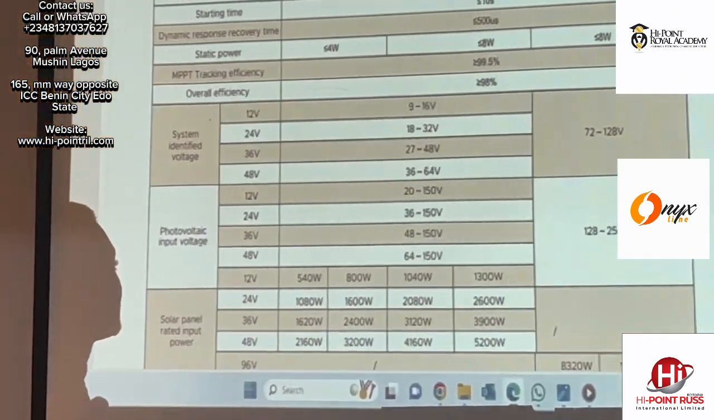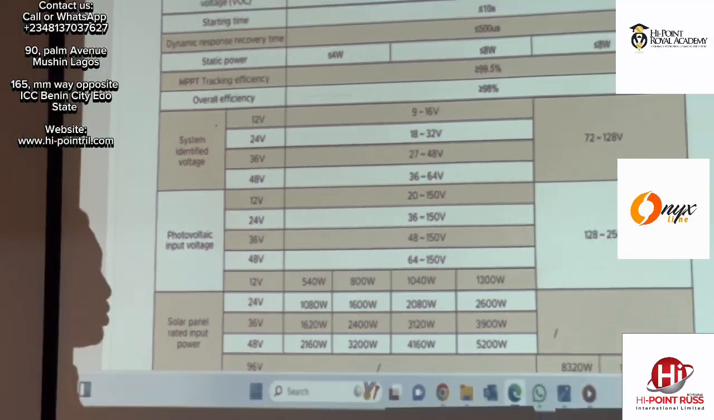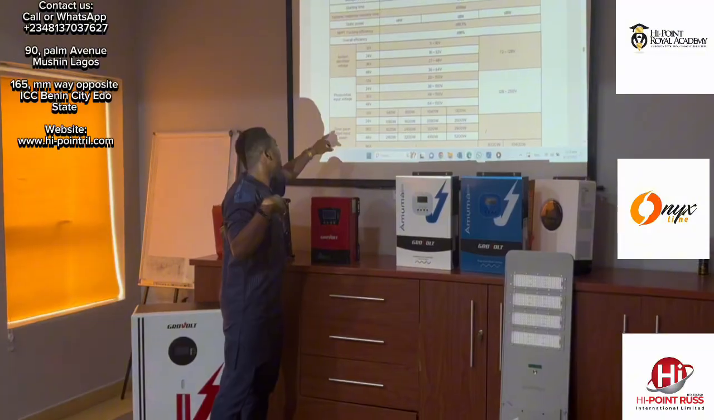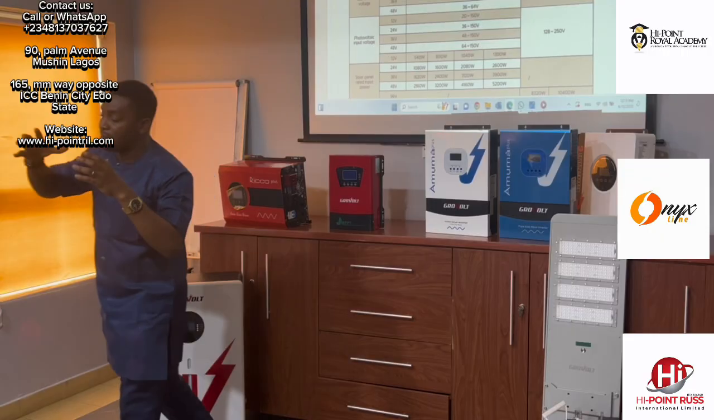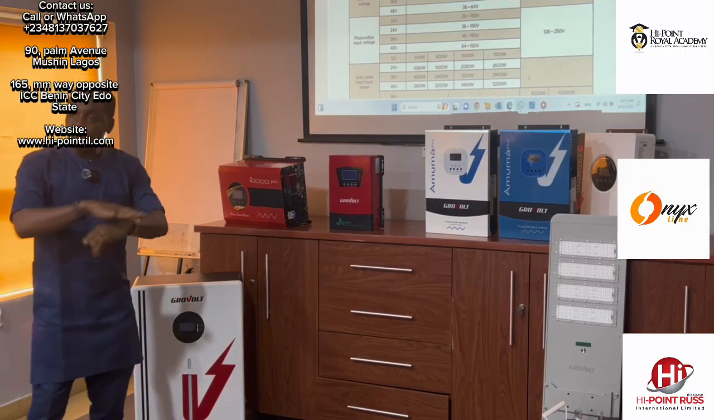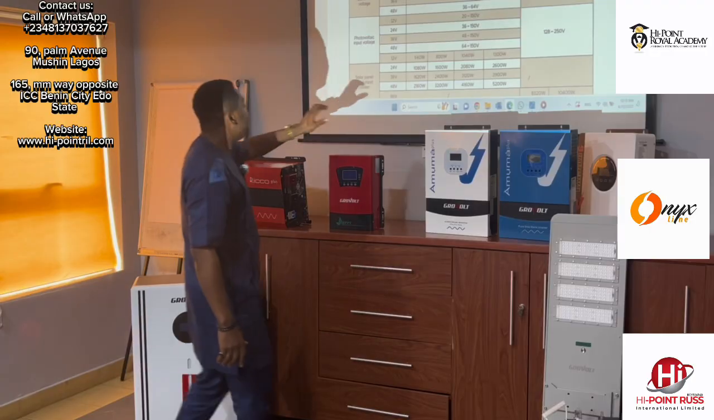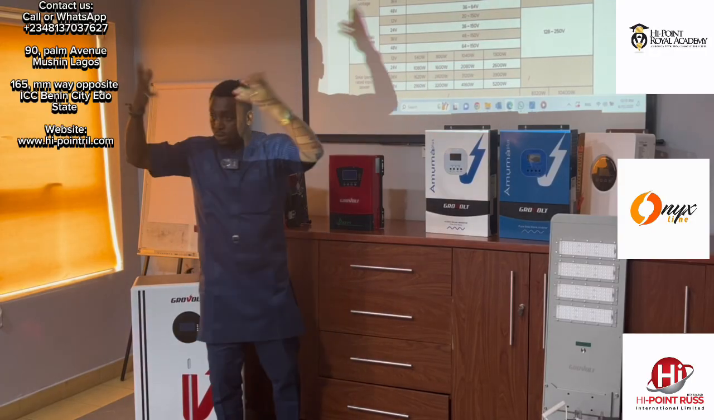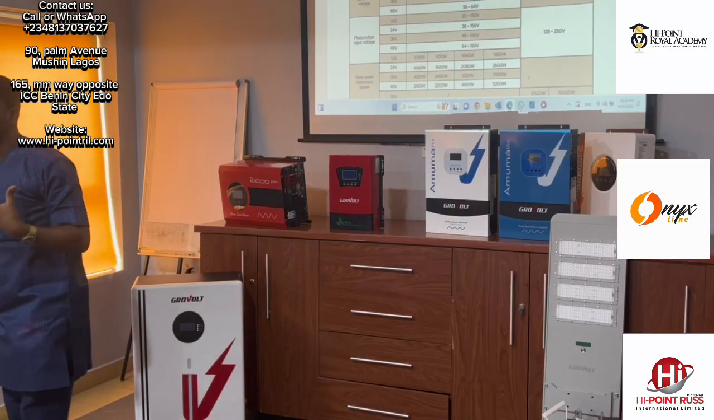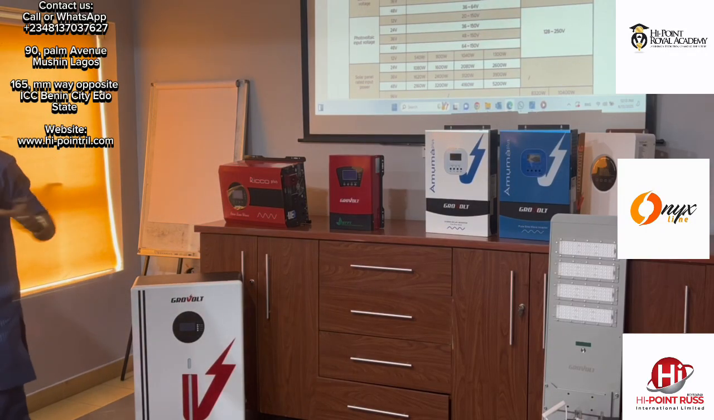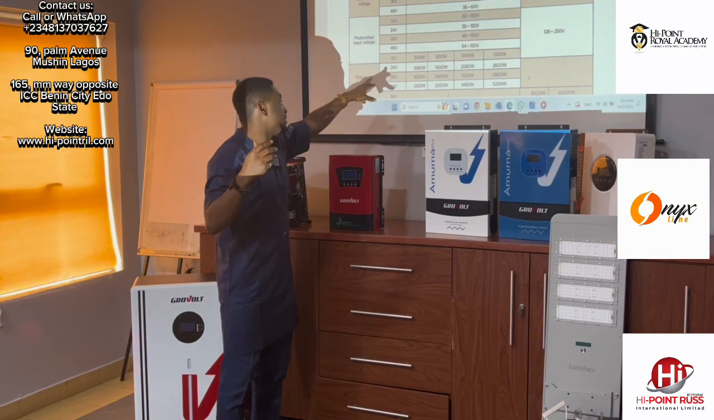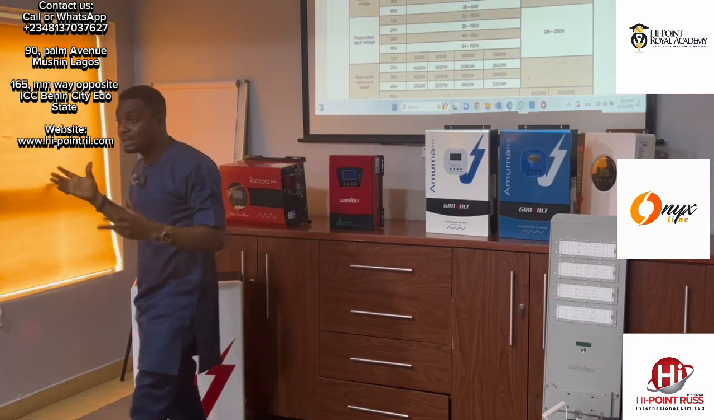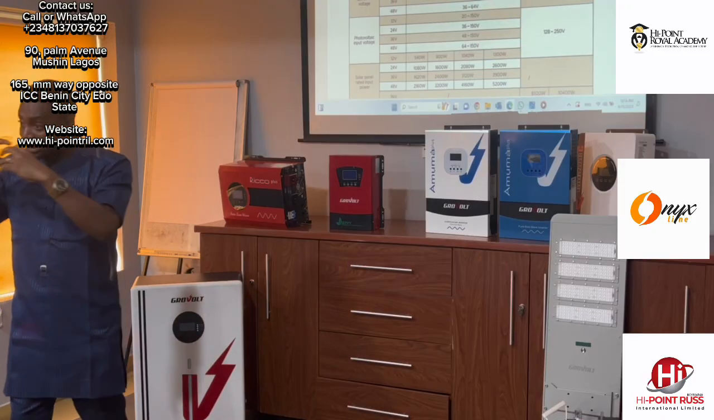Now there's also another insightful feature of this charge controller: the solar panel rated input power. For a 12 volt system, let's say you are using a 40 amp charge controller. The rated input power from your solar array should be around 540 watts. But the interesting feature is it can take double the size. So let's say your solar array is giving you about 1080 watts. It can take that, but it absorbs the rated input.